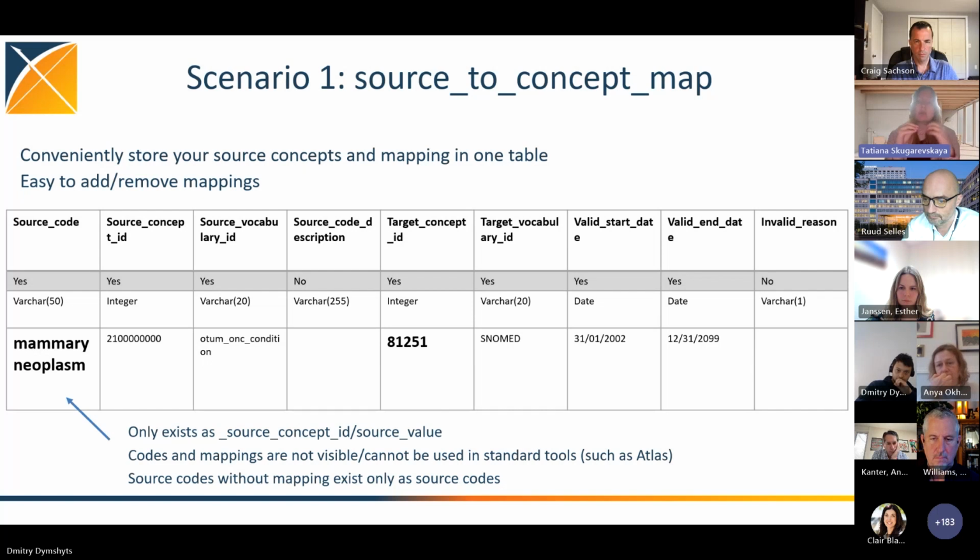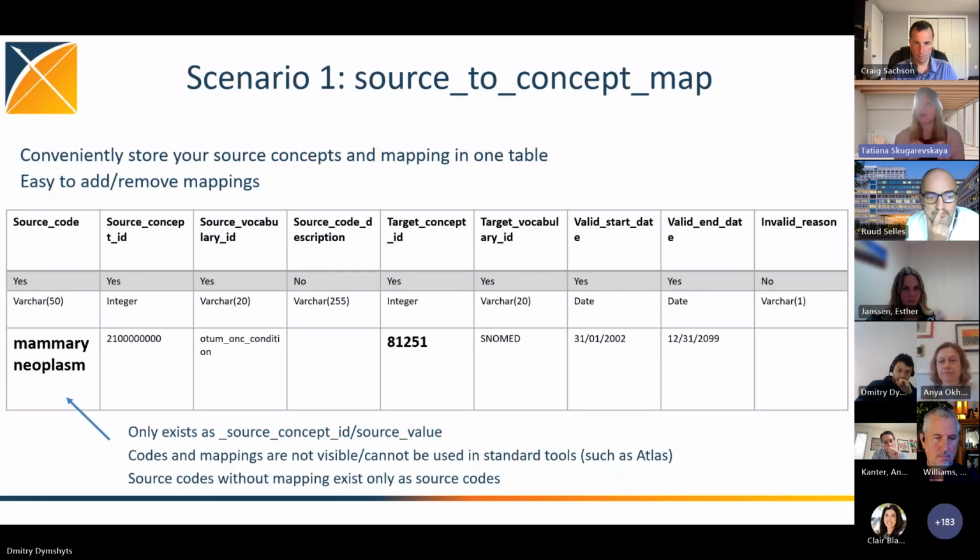Please note that whatever source entity you're mapping is presented in this table only as a source value or a source concept ID, depending on the data. So if your source code does not find a mapping for some reason, for example, it doesn't have a match in vocabularies, you will not be able to share it and use it in shareable standard tools such as Atlas.